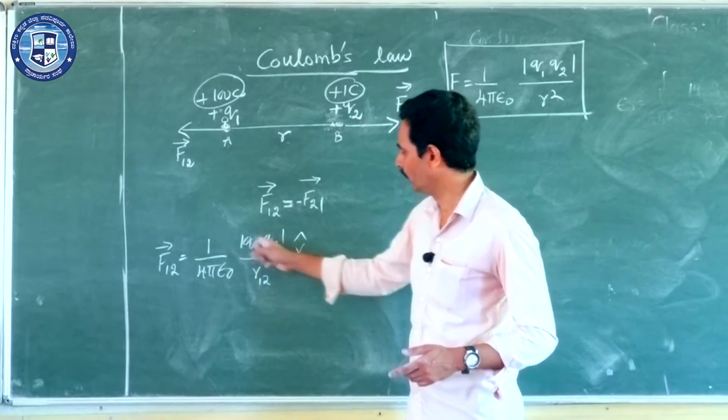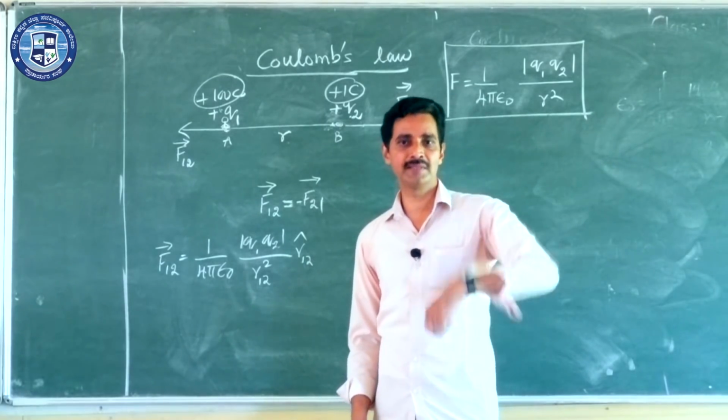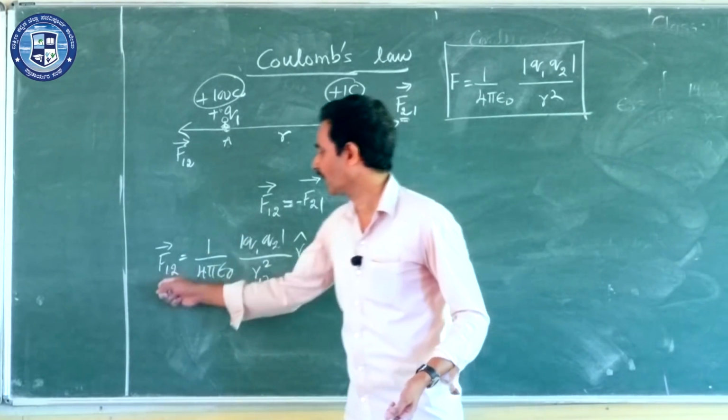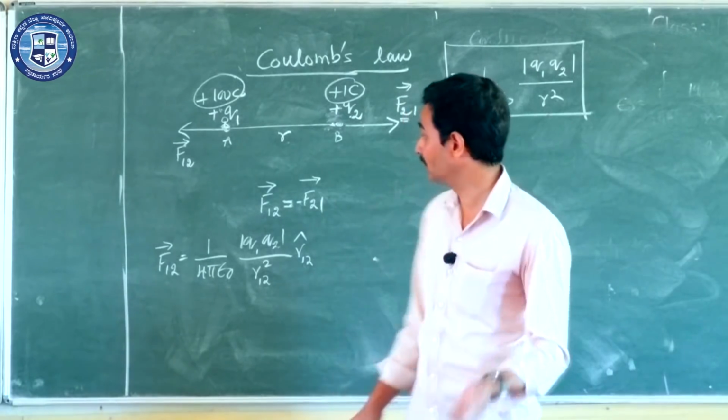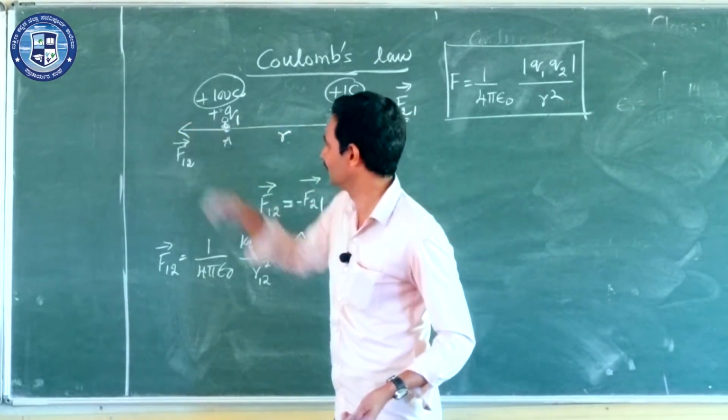And you have to explain Q1, Q2, distance, and everything. What is R12 cap? R12 cap is a unit vector which is in the direction of force F12. There should be in the same direction. That means it is in this direction, R12 cap. So R12 cap is in this direction.